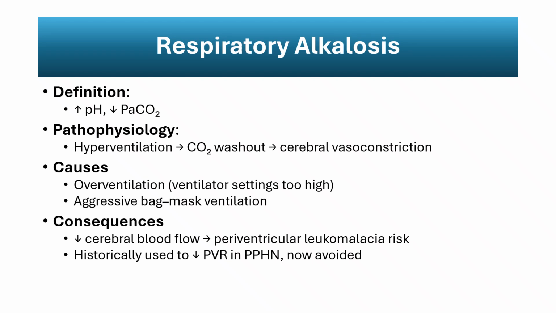Management begins with identifying excessive ventilation. Ventilator rate, pressure, and tidal volume should be reassessed and adjusted to maintain physiologic carbon dioxide content, generally between 40 and 55 millimeters of mercury for most neonates. For spontaneously breathing infants, evaluate for agitation, pain, or hypoxia that may drive hyperventilation and correct the cause. Stabilizing ventilation and addressing stressors usually restores normal acid-base balance.